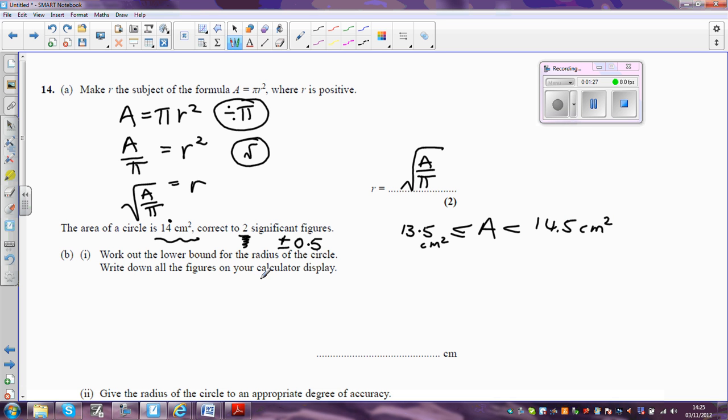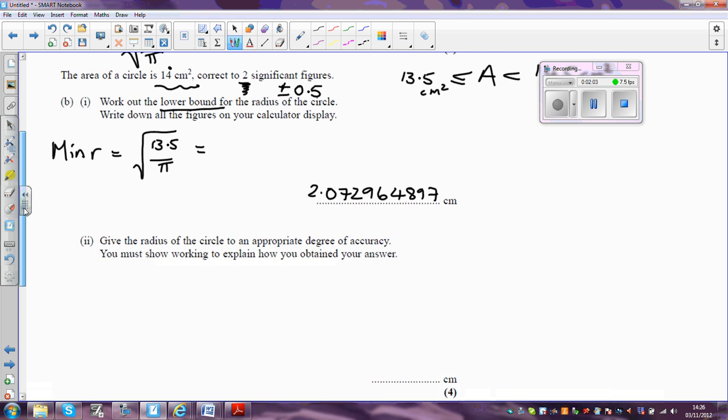We're now going to find the lower bound for the radius. So we want to find the minimum possible radius. And the minimum possible radius, using the formula here, is going to be found using the minimum possible value of A. Well, that's 13.5 over pi. Now, if we work it out on your calculator, on my calculator I get 2.07296. So that's the absolute minimum possible value for the radius of the circle.